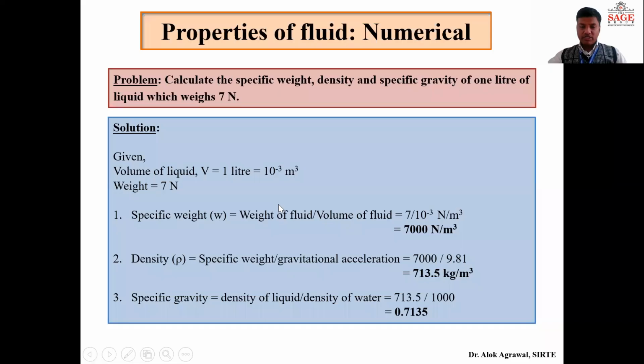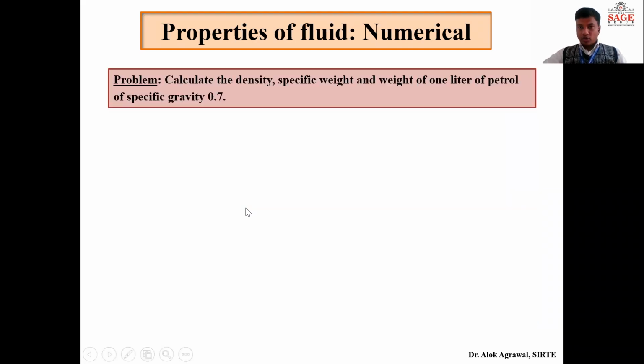Third is the specific gravity. We know that specific gravity is the ratio of density of liquid to the density of water. So the density of liquid we have calculated as 713.5 kg per meter cube, and the density of water we know very well is 1000 kg per meter cube. So substituting the values, we get specific gravity as 0.7135. So this is a very simple problem related to the properties associated with fluid that we learned in our last class.